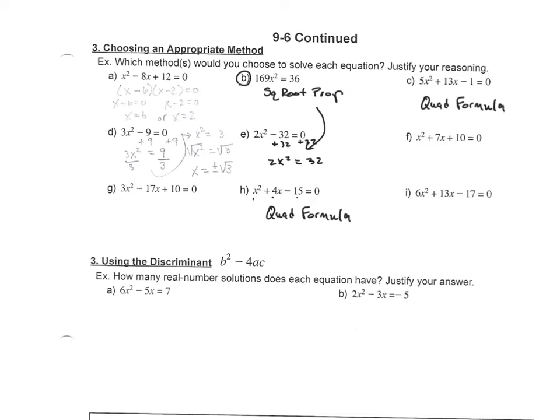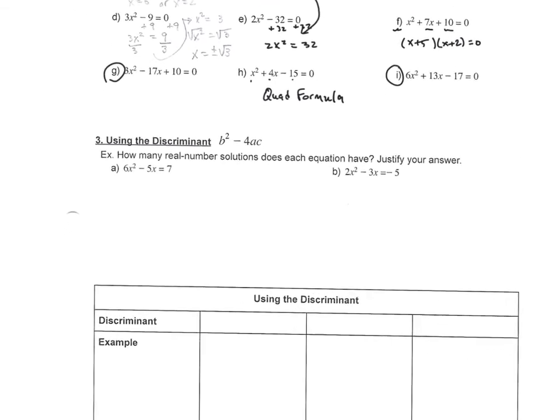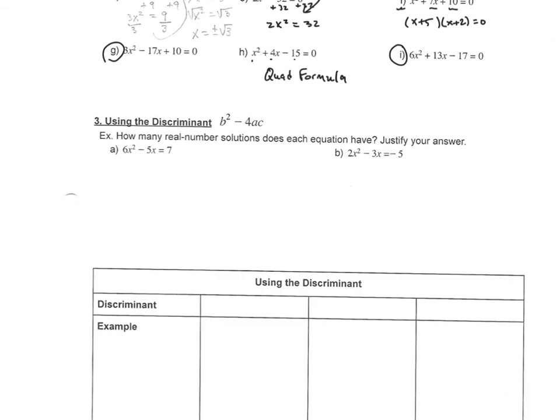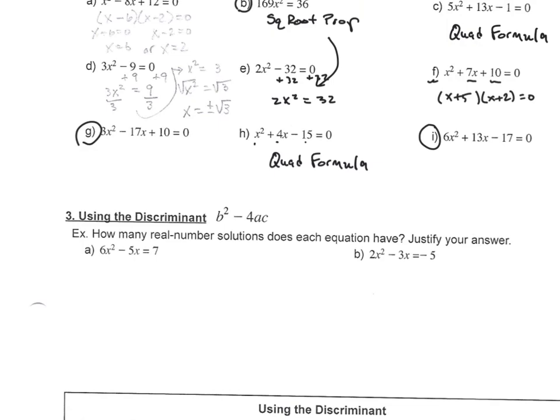If I look at F here, well, I can actually come up with factors of 10 that will add up to give me 7. So I can go ahead and factor that one pretty easily. So I would just go ahead and factor that one. Let me see what else. The other two, G and I, will take a second, but I'm running out of time, so I'm going to move forward here. And we're going to talk about how many real solutions. I take that back. Let's go ahead and do those.